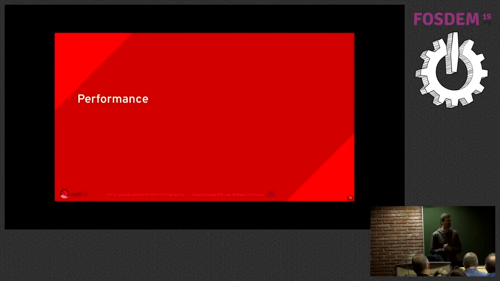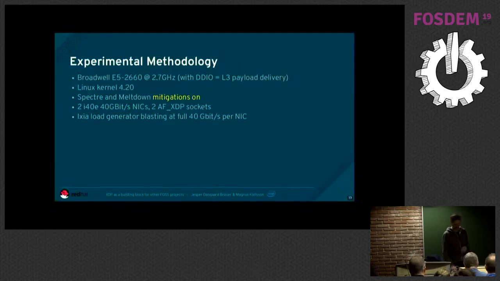So where are we now? I'm going to start by showing you where we are with the code that's in kernel.org at the moment, 4.20. The methodology here is that we have a regular Broadwell server, 2.7 gigahertz. We use the Linux kernel 4.20. We have all the Spectre and Meltdown mitigations on. So all of it is on. We have not turned that off.